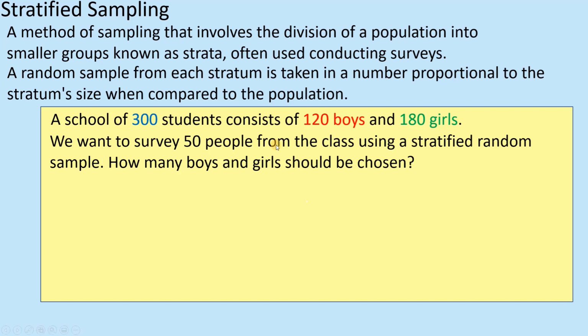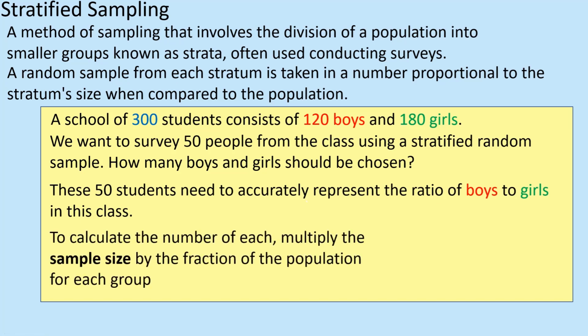So what I'm looking for really is, well, I've got 300 and obviously I've got 50. So 50 divided by 300 is going to give me a sixth. It's a sixth of the size, okay? Because it's a sixth of the size, I'm going to times that by 120, which is going to give me 20, all right?